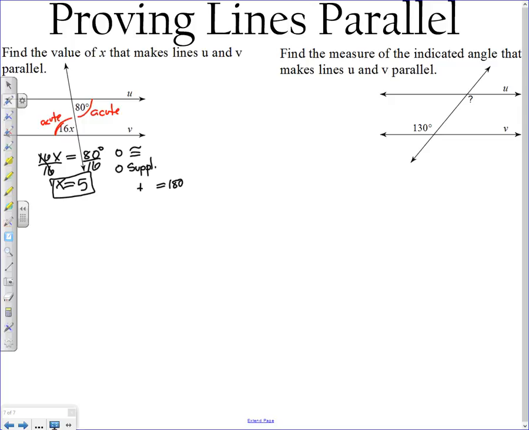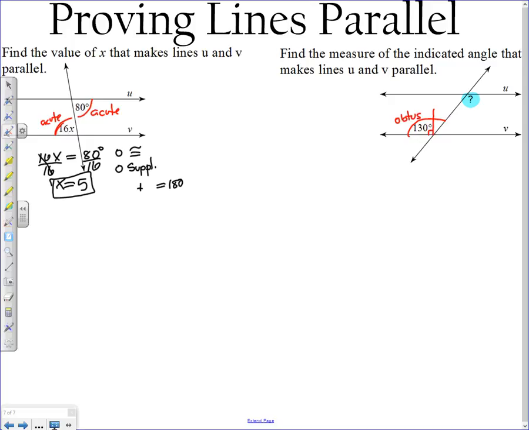Next example: find the measure of the indicated angle that makes lines u and v parallel. So they're asking for this angle. What's the value of the question mark so that these lines are parallel? The way you do it is you have to look at acute and obtuse. If you look at this angle, 90 will be right about here. So the question is, is this angle bigger than 90 or less than 90? That will be bigger, so this is obtuse.